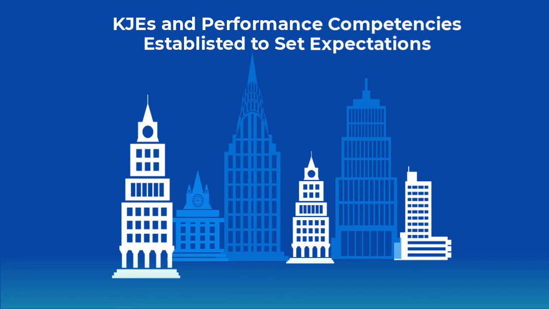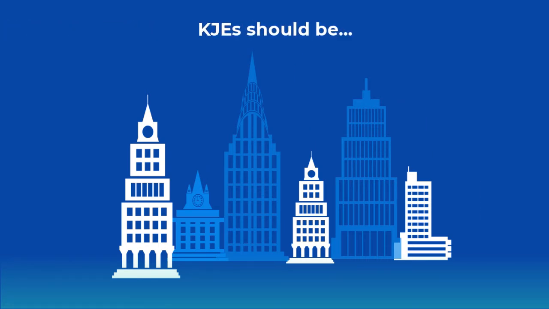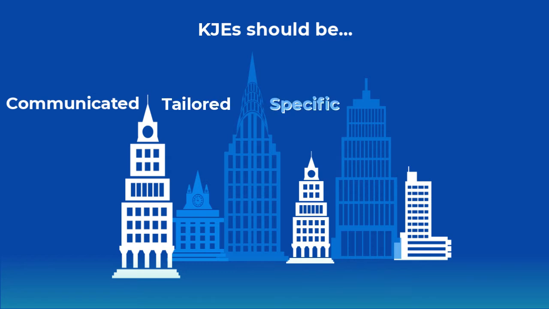KJEs are established to set performance expectations along with agency performance competencies. The KJEs should align to the level and scope of the position, duties, and responsibilities. KJEs should be communicated to the employee at the start of a new assignment or performance period, tailored to the employee's position, specific to the work the employee is expected to perform, and entered in the Performance Appraisal System, or PAS, at the beginning of the performance period.